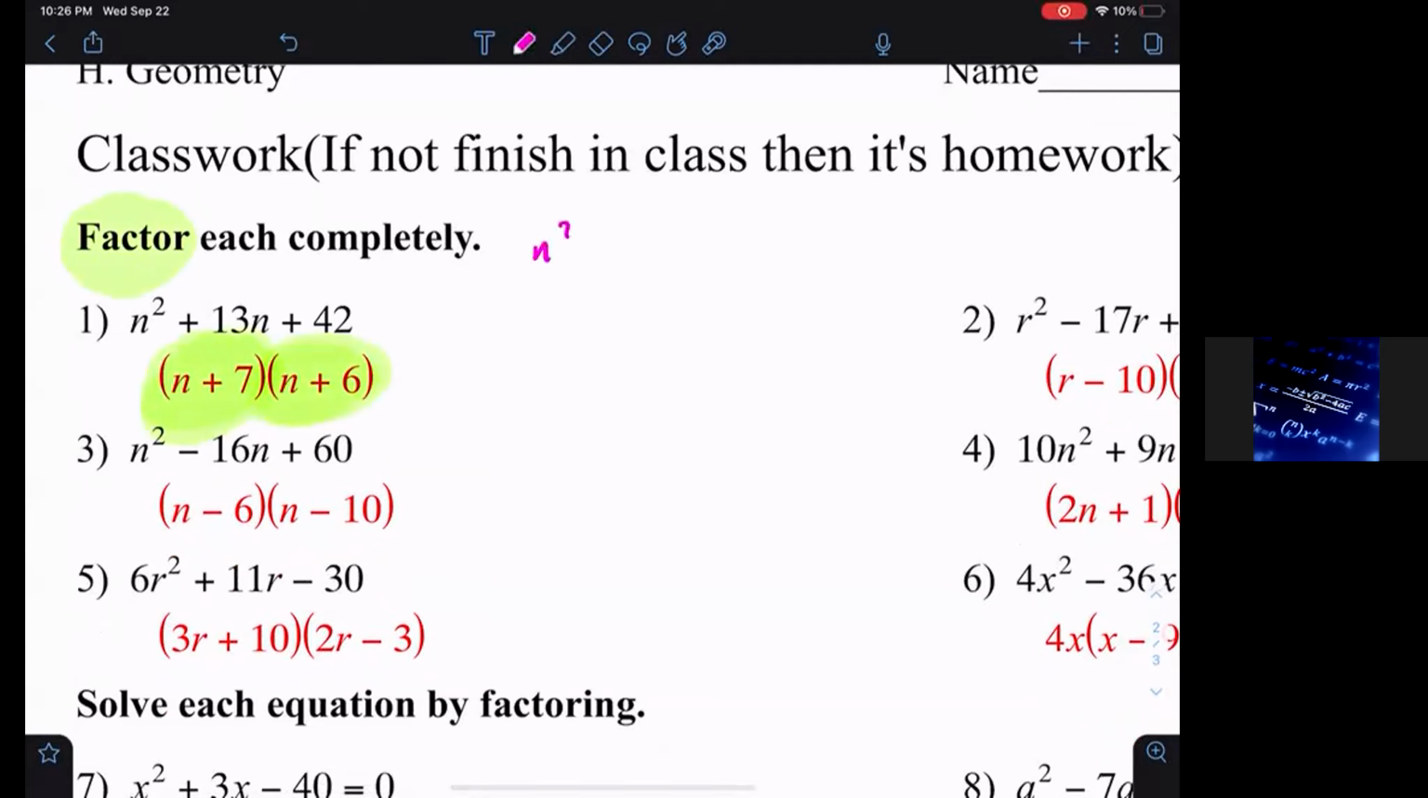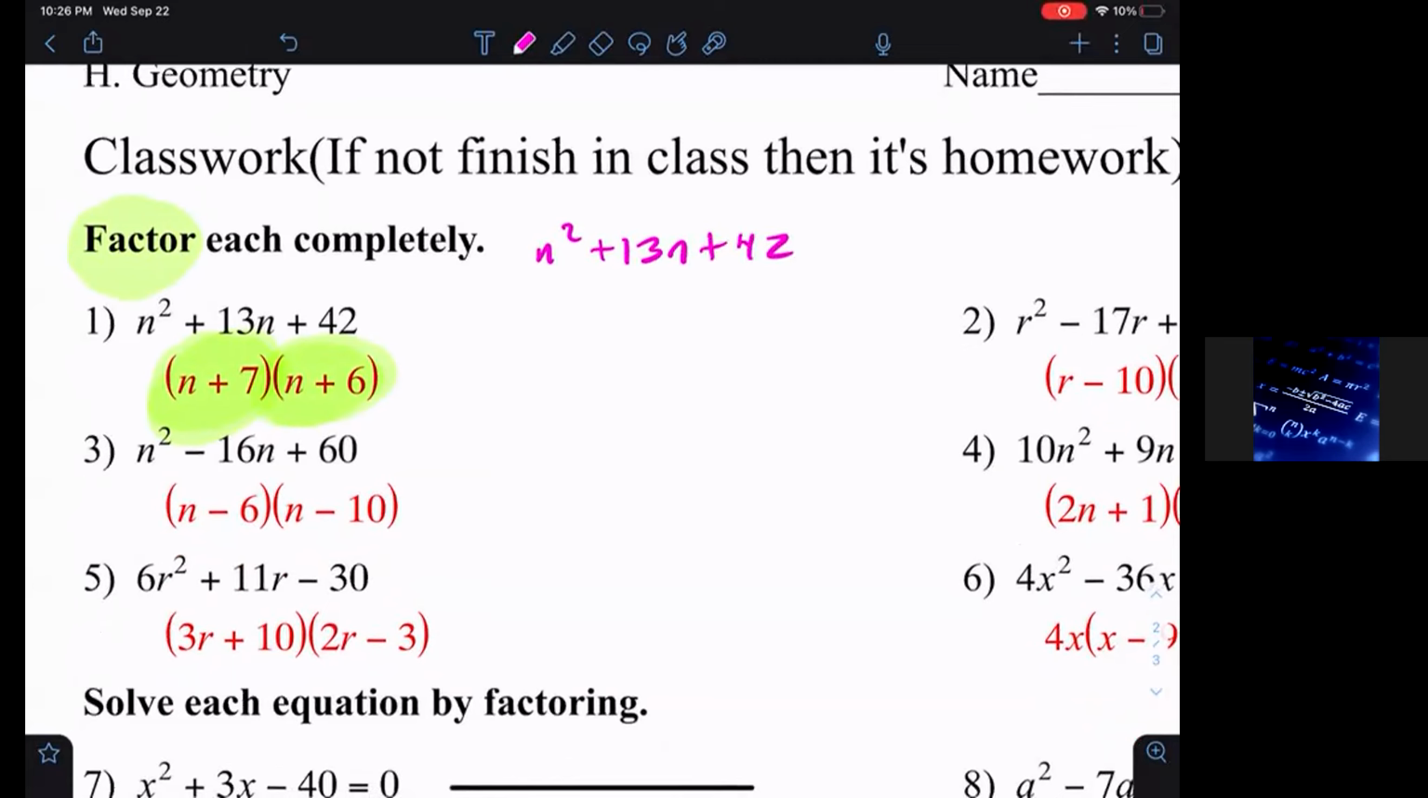So what you need to do, in this case, remember, this is written in the form ax squared plus bx plus c equals 0. But since this is not an equation, it is written in this form. The only thing you need to do is remember, when a equals 1, which is this case, because there's no leading coefficient here, the leading coefficient is 1, this problem is simple, right? So you put a parenthesis here, you do n, right? The sign is positive, so both signs inside the parentheses are going to be positive.